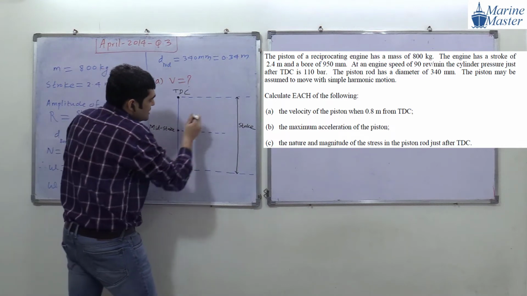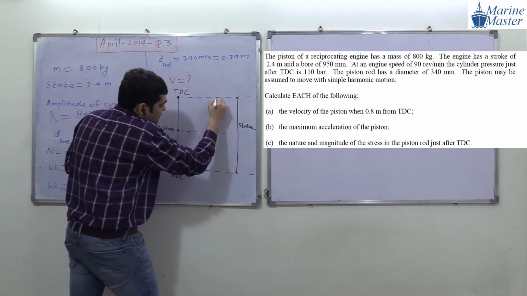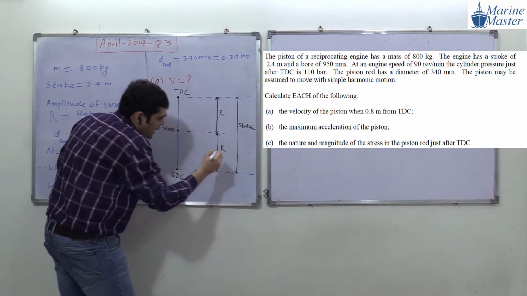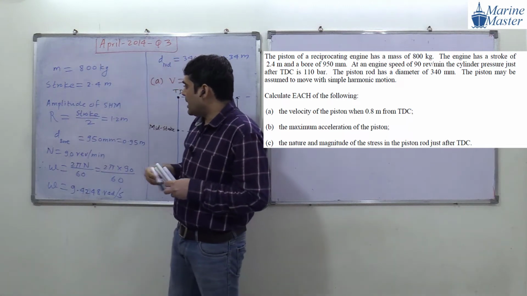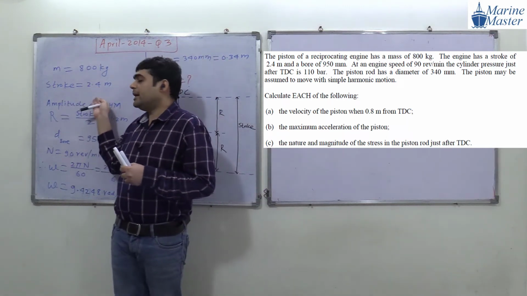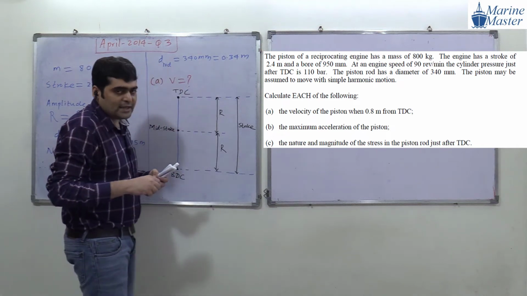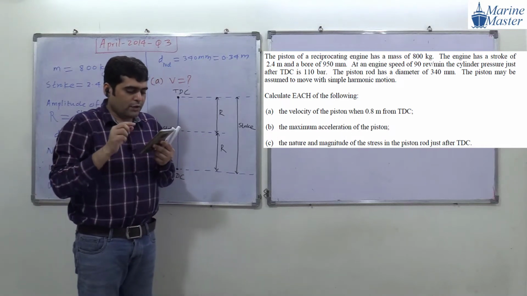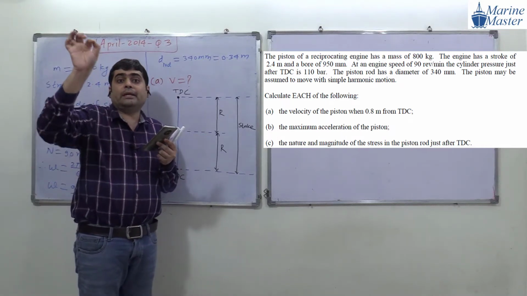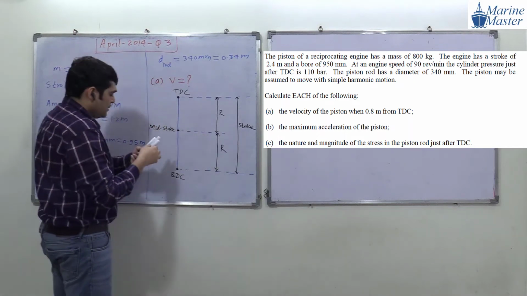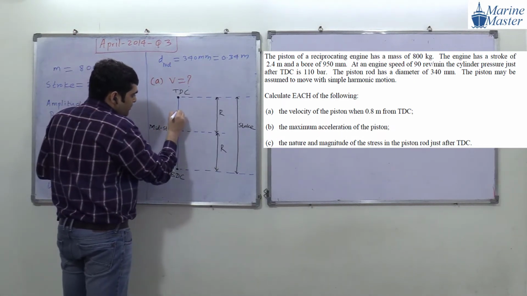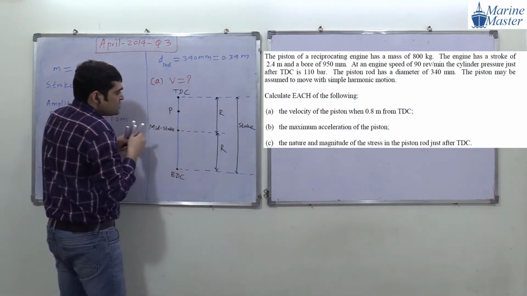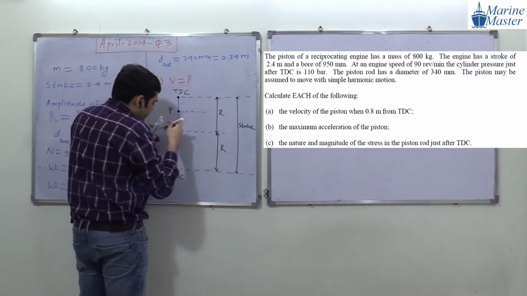And this distance will be R. R means the amplitude of SHM. And what is the value of R? We calculated 1.2 meter, stroke by 2. Then what are they asking us? The velocity of the piston when 0.8 meter from TDC. So suppose this is the location of point P. At how much distance from TDC, everyone?